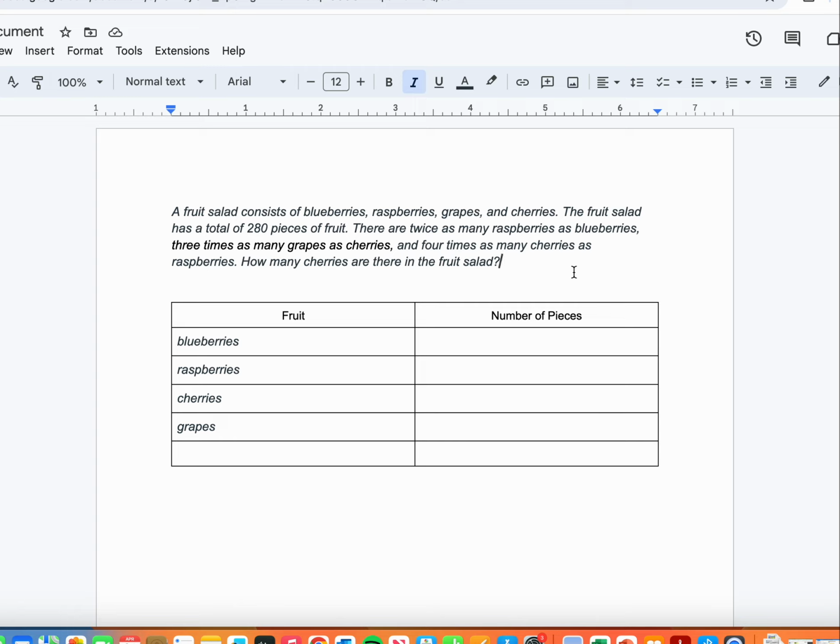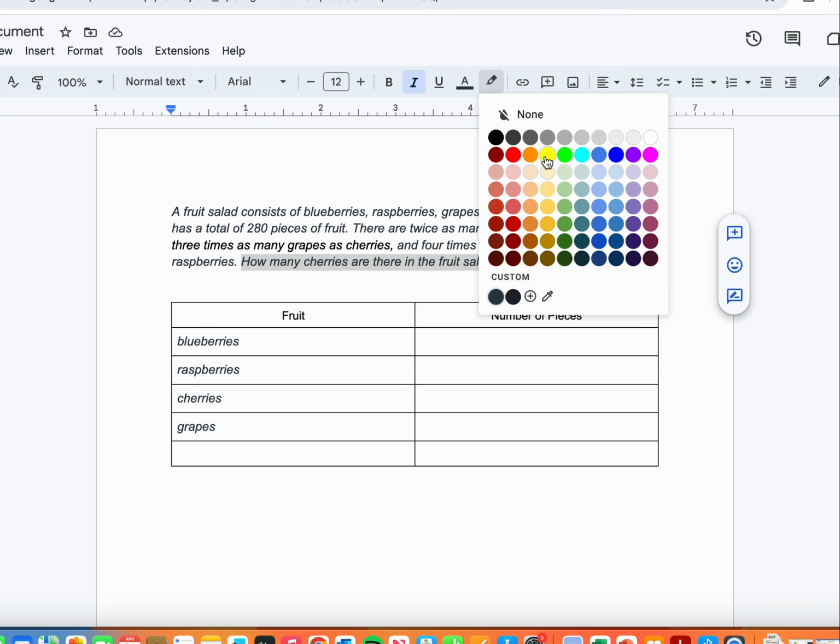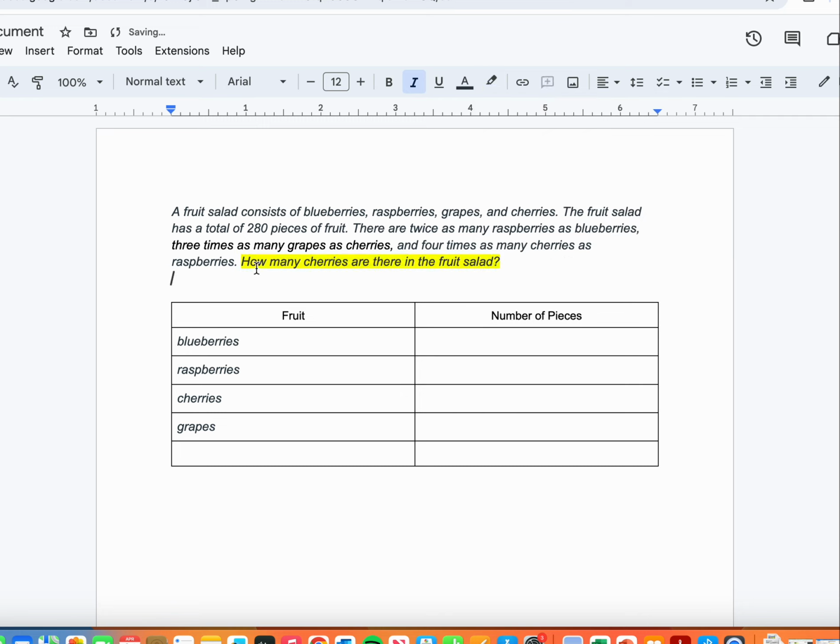So the first question I want to ask myself is, what are we trying to do? What is this word problem trying to ask us to do? If we look at our last sentence, it is asking us how many cherries are in the fruit salad. Let's highlight that last sentence so we know what we're trying to solve for. And what other clues is it giving the reader to solve for cherries?